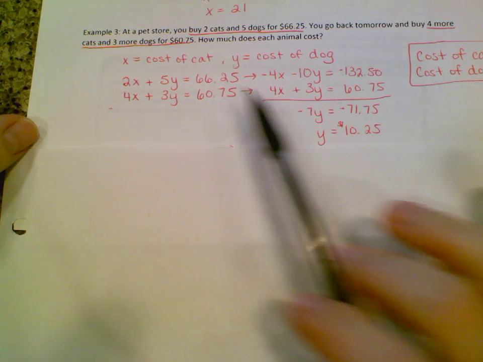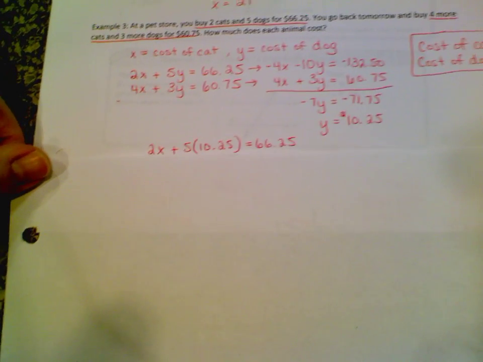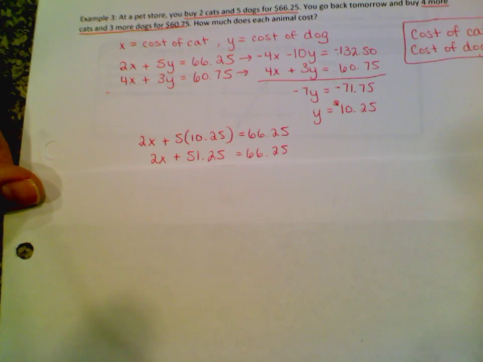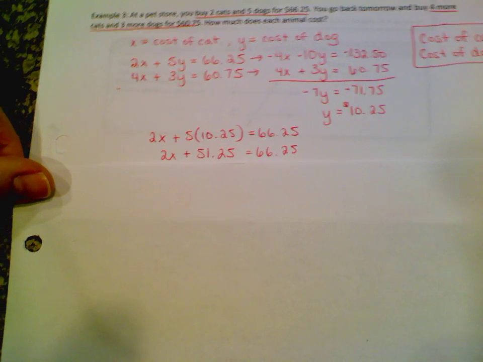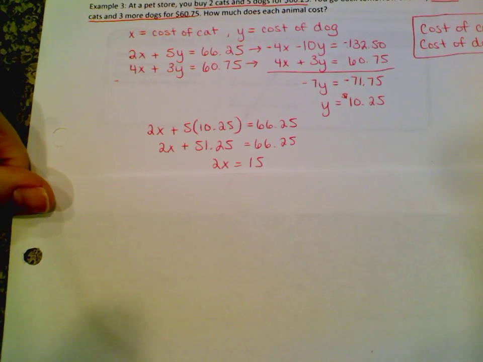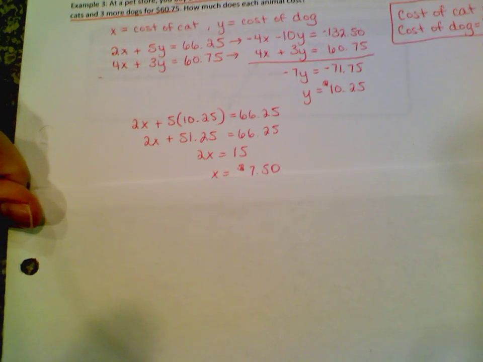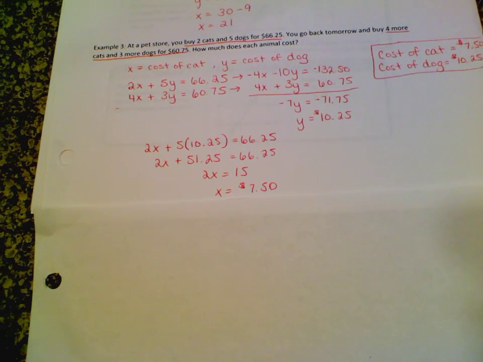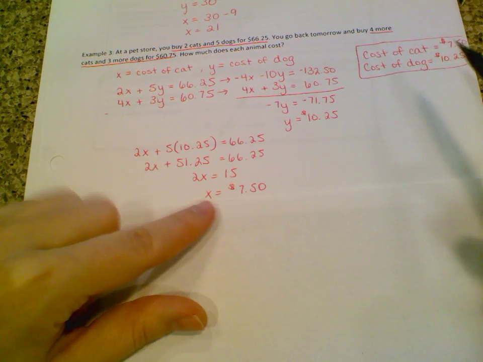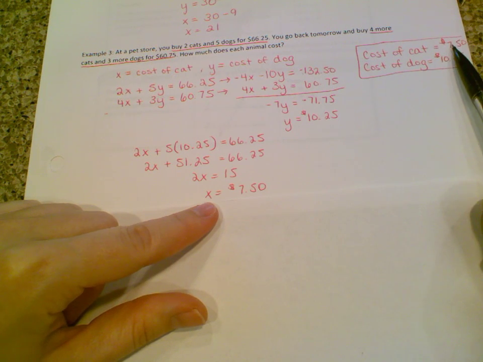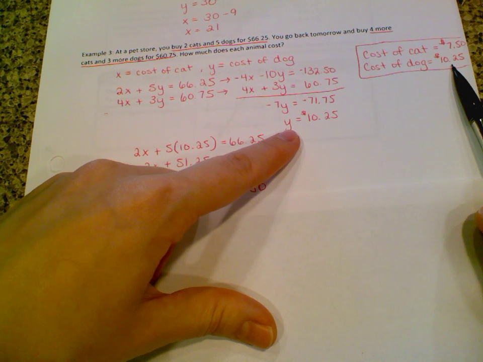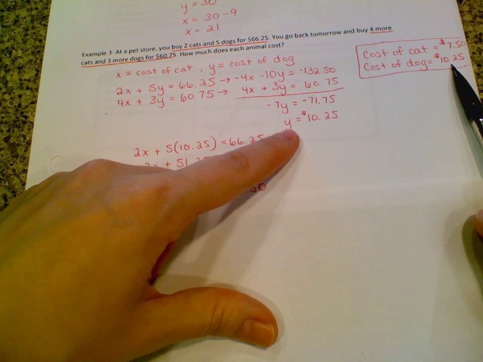Then I'm going to plug it back in to find one of my other missing values. So I plugged it in for the top equation. I'm going to multiply the 5 and 10.25, subtract over that 51.25, and then divide by 2. So remember, you have to write it out in terms of what each one is. In this case, I found X is my cost of cat, so cost of cat is $7.50, and Y was the cost of dog, so that's going to be $10.25.